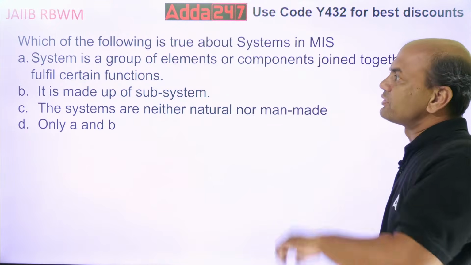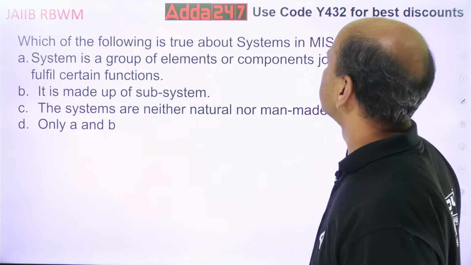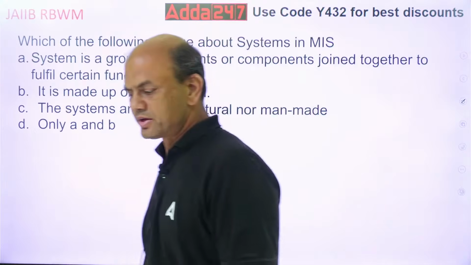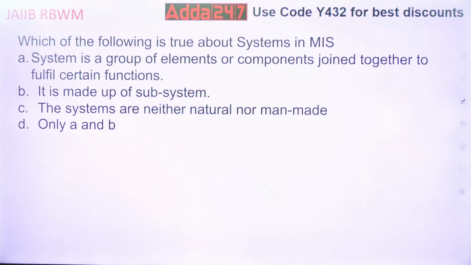Which of the following is true about the systems in MIS? Think of this, everyone. Which of them is true about the systems in MIS? A: System is a group of elements or components joined together to fulfill certain functions. B: It is made up of subsystems. C: The systems are neither natural nor man-made. D: Only A and B.